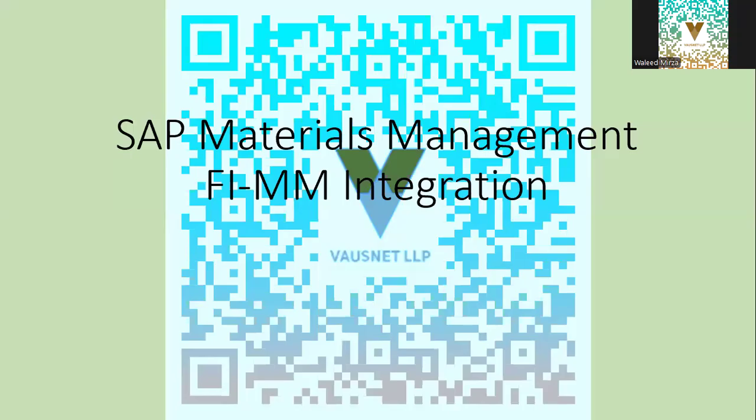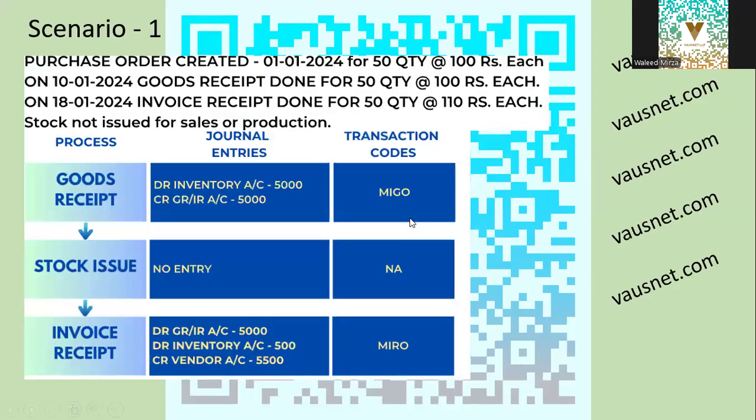Okay, today we discuss FI MM integration, and this is very important when we are dealing with material movement. There are scenarios. Okay, you must know these scenarios, and these are scenarios that are actually part of your interviews. So, scenario number one is purchase order is created on 1st January 2024 for 50 quantity at 100 rupees each.